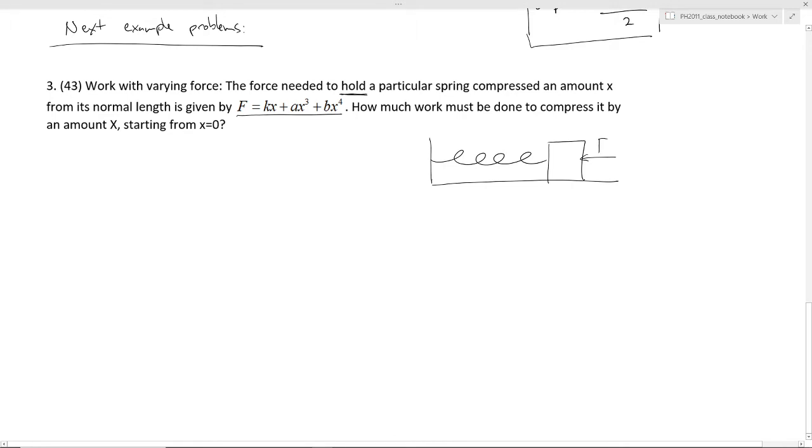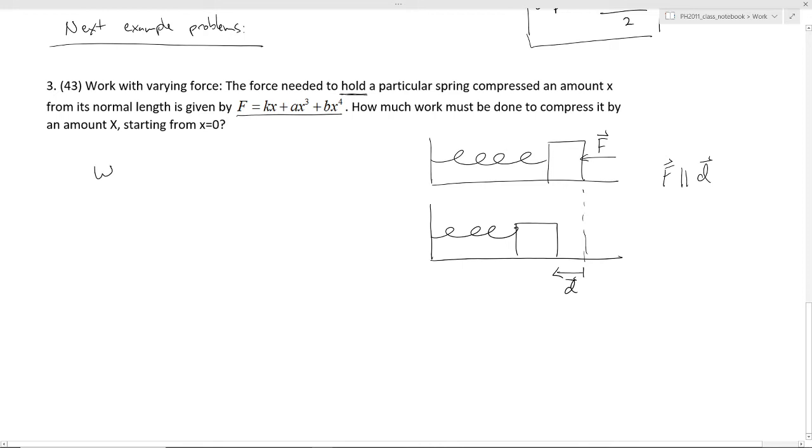So that is this force. And if we are compressing it, then not only is the force pointing that direction, but the displacement is as well. So if we look at where the displacement is, it looks like this. So in other words, the force is parallel to the displacement. So what this tells us is that this work will be positive. So we're going to integrate this.